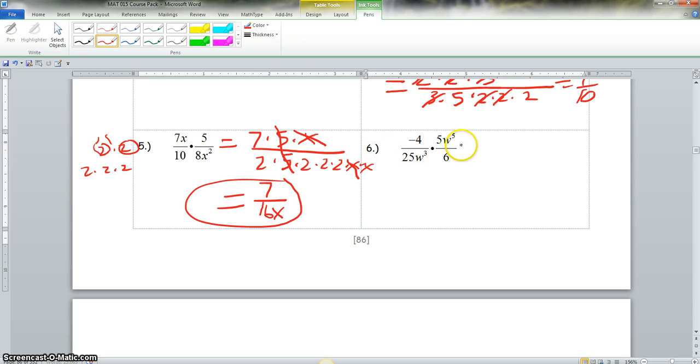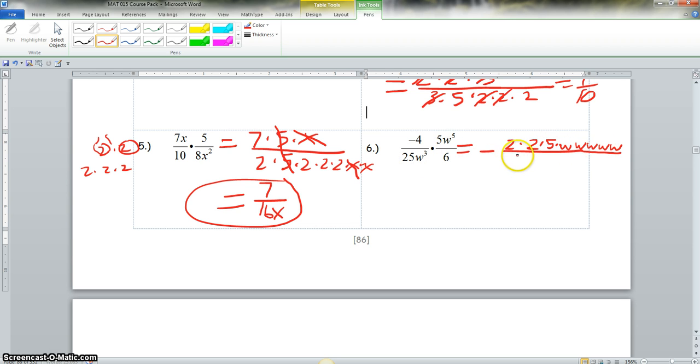Now we go here to number 6. Now we know a negative times a positive will give us a negative. Now 4 breaks down to 2 times 2. 5 is already prime. And now we have 5 w's. 1, 2, 3, 4, 5. Now you can write the multiplication signs in between them.